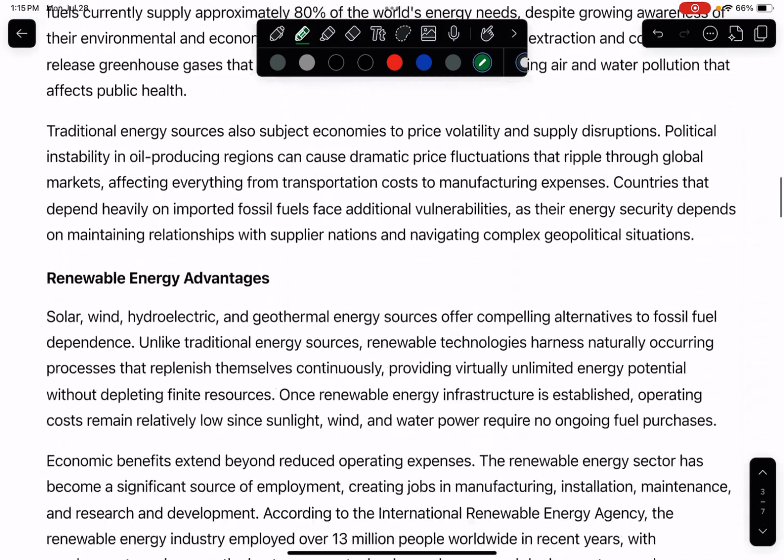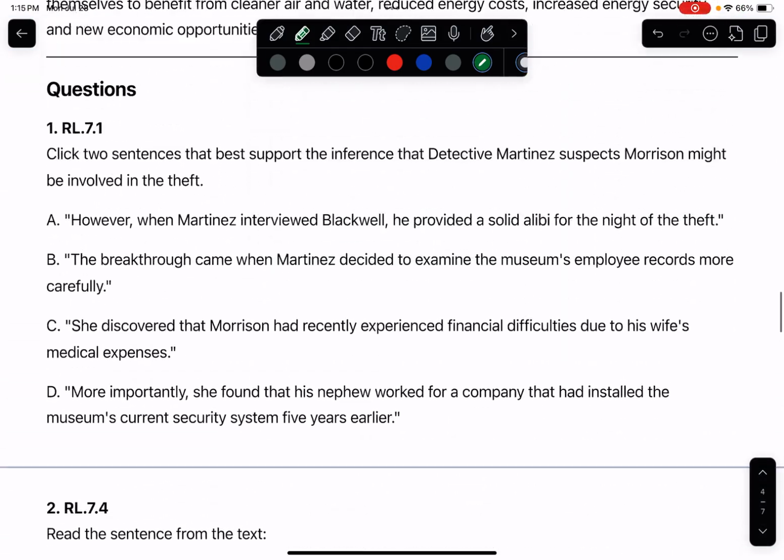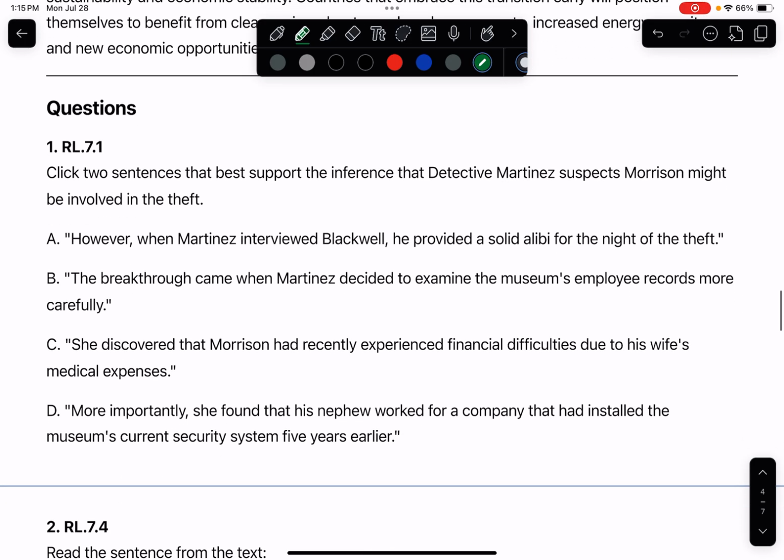Okay, let's look at some of these questions for this reading. Click two sentences or circle two sentences that best support the inference that Detective Martinez suspects Morrison might be involved in the theft. So this is the inference, right? That Morrison might be involved in the theft.